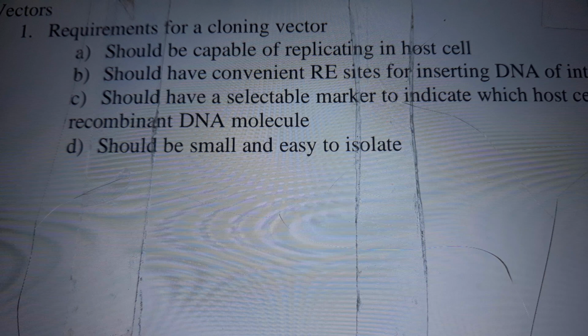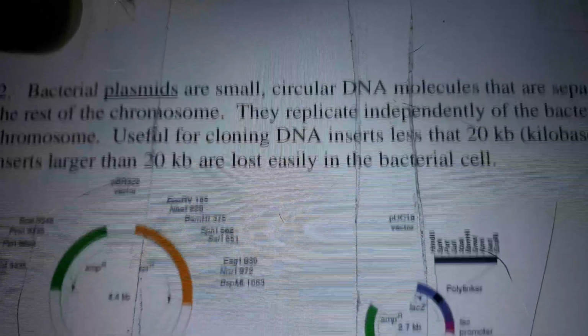A vector should be capable of replicating in a host cell, should have convenient restriction enzyme sites for inserting the DNA of interest, should have a selectable marker to indicate which host cell receives a recombinant DNA molecule, and should be small and easy to isolate. Going on to the second part.